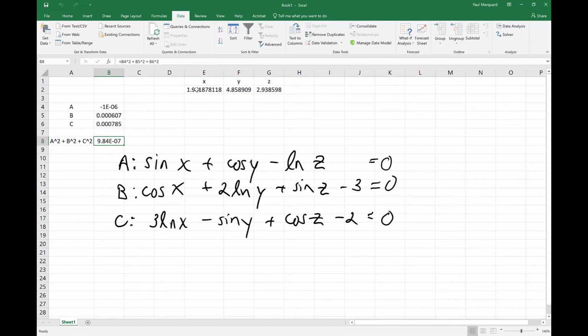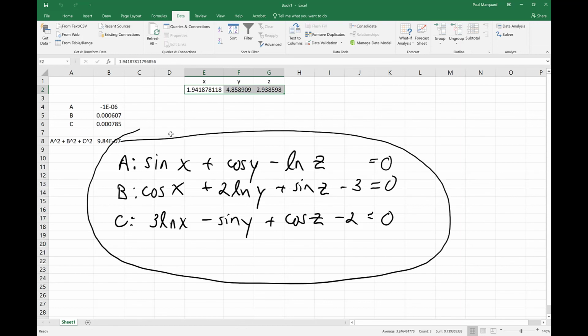So there are my solutions to x, y, and z in this system of equations right in here. Right, so I've got my solution to this system of equations. Here are my values for x, y, and z to solve that system.